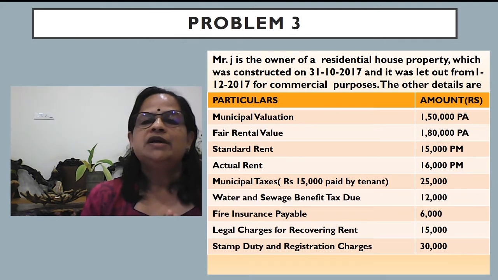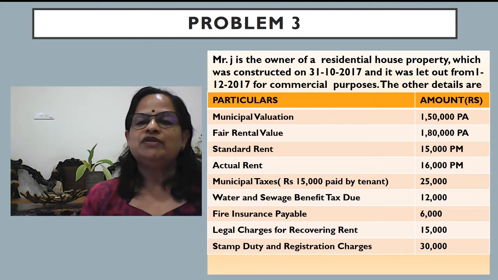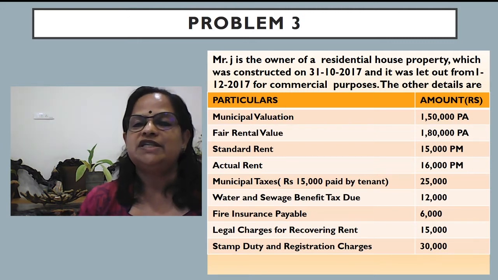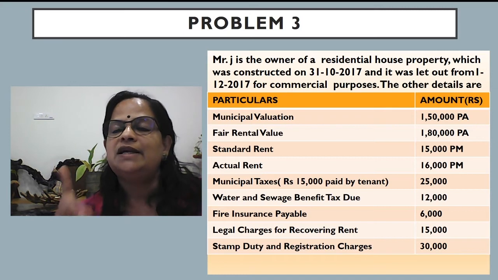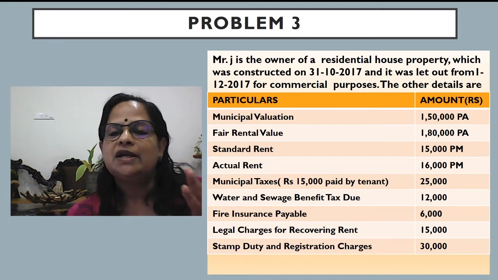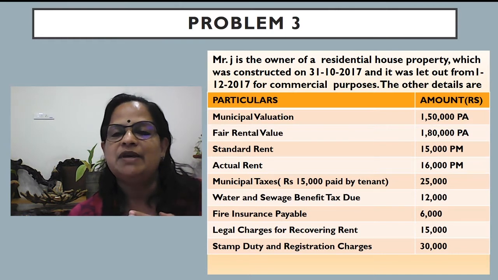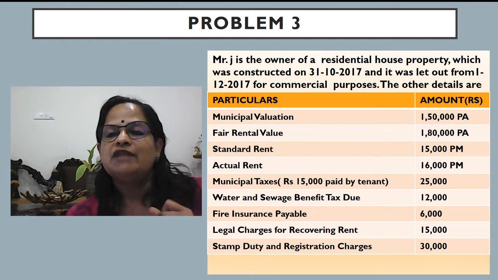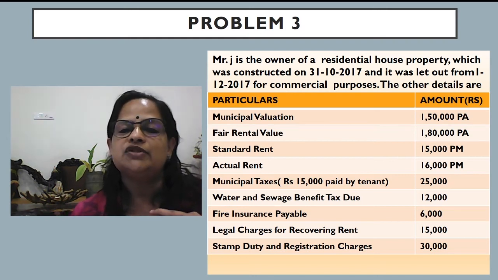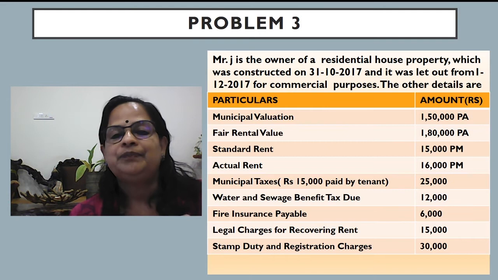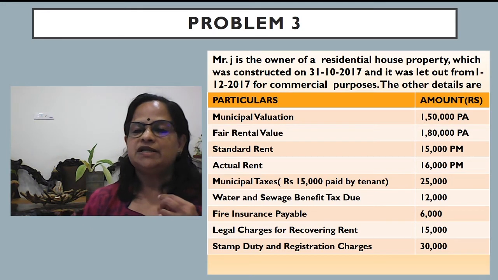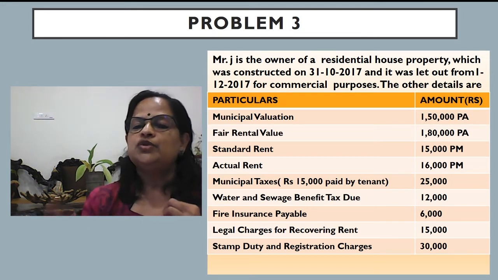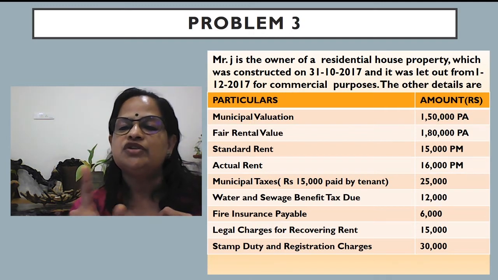Now problem 3. Mr. J is the owner of a residential house property which was constructed on 31/10/2017 and it was let out from 1/12/17. So you have to remember that for 2 months it was vacant. The other details: since it is let out, meaning you can claim standard deduction, municipal taxes can be reduced. So municipal valuation 1,50,000, fair rental value 1,80,000, standard rent 15,000 per month, actual rent 16,000 per month, municipal taxes 25,000, of which rupees 15,000 paid by tenant. So whatever is paid by the owner only is allowed. So 25,000 minus 15,000, only 10,000 will be allowed.